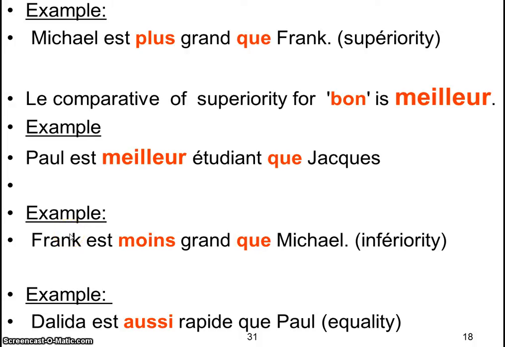Okay, and then let's go ahead for the last one on equality. Dalida est aussi rapide que Paul.